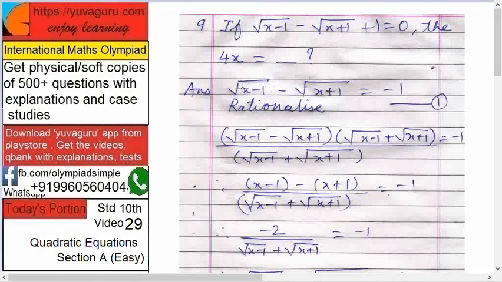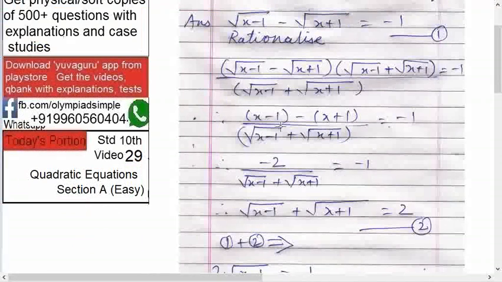So we multiply by the same terms with the opposite sign: √(x − 1) + √(x + 1) on numerator and denominator. You get (x − 1) − (x + 1), because (a − b)(a + b) = a² − b², over the denominator as it is, equals −1. Solving this, x cancels and you get −2 over √(x − 1) + √(x + 1) equals −1. Cross-multiplying, √(x − 1) + √(x + 1) = 2. Call this equation number 2.